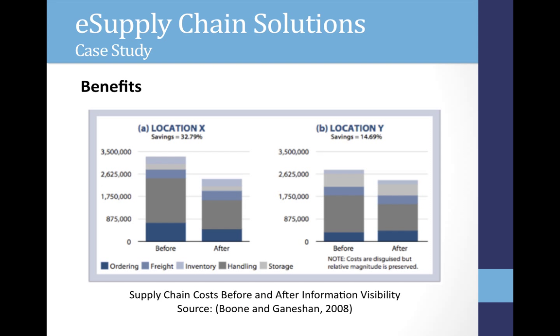Looking at the benefits, a comparison was done with two store locations, location X and location Y. As we can see from the graph, after implementing the system, there was a cost saving of 33% in location X and 15% in location Y.